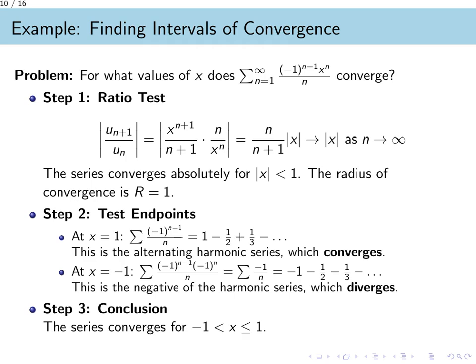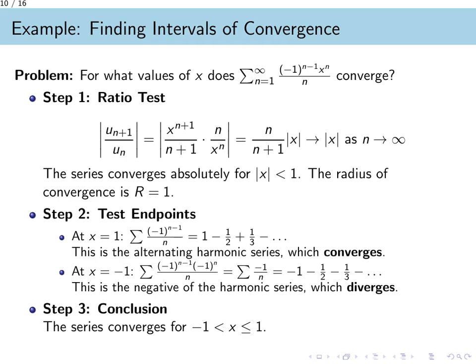As n approaches infinity, this limit becomes simply the absolute value of x. For convergence, this limit must be less than 1. This tells us the series converges absolutely for x between -1 and 1, and the radius of convergence is 1. Now we must test the endpoints.